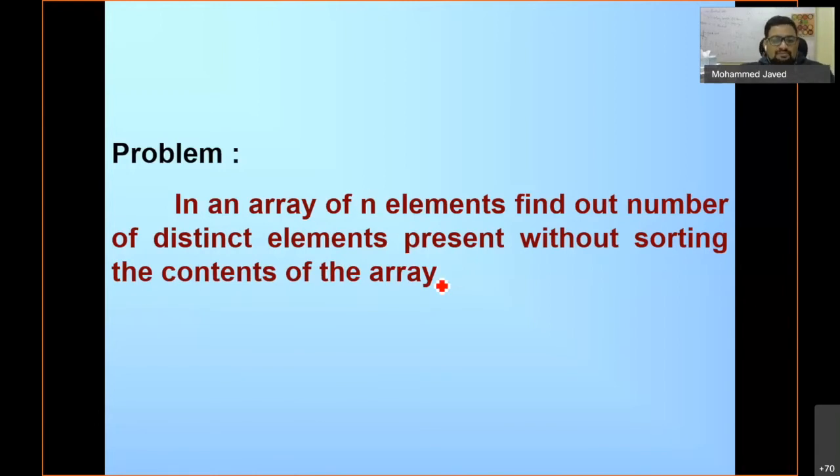Another interesting problem here, the third problem we are discussing. In an array of n elements, we need to find out the number of distinct elements present without sorting the contents of the array. So you are given an array containing n elements, and we need to find out how many distinct elements are there within that array, and we should not use any sorting algorithm to do that. So how can we go ahead?